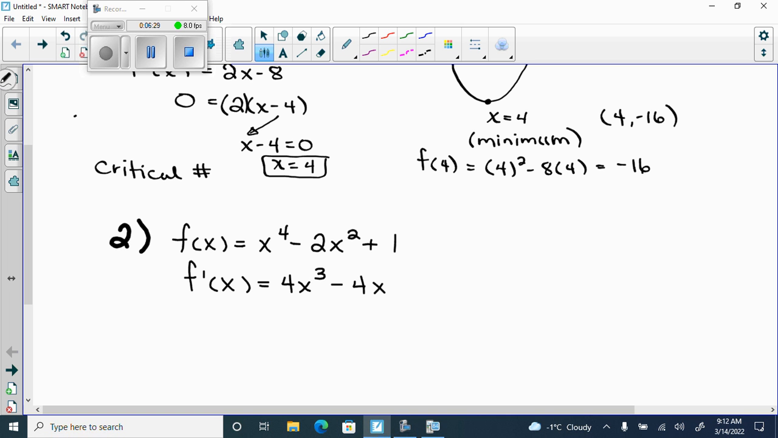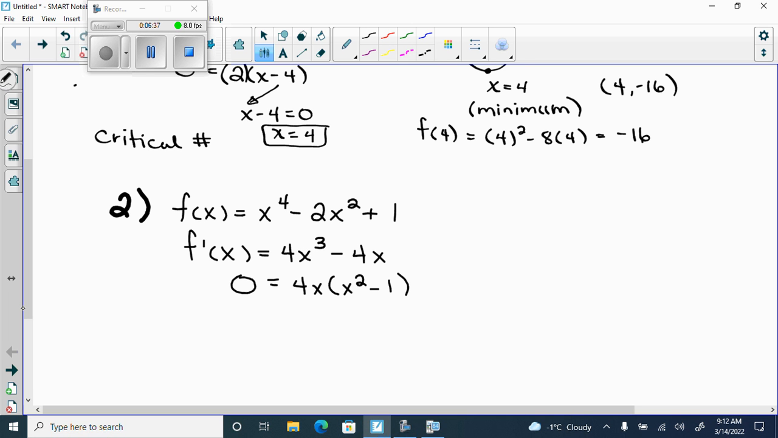So this one you're going to set equal to 0, and we can take out a 4x. And then we're left with x squared minus 1, which we have to recognize as what? Difference of squares. So we get 4x, x plus 1, x minus 1. And then x equals 0, and then plus or minus 1.